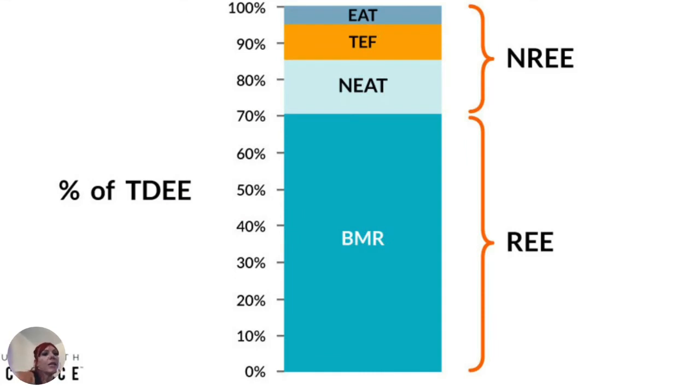You can see by this chart the percentage of your TDEE is mainly made up by your BMR, then your NEAT, then TEF, and then what you eat.